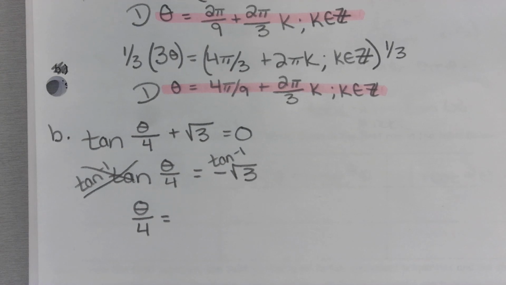Okay, on your unit circle, in terms of tangent, because we only look at those first 2 quadrants, if we have a negative tangent, it has to live in quadrant 2. Where is the spot, do you know, where it's going to be negative root 3?